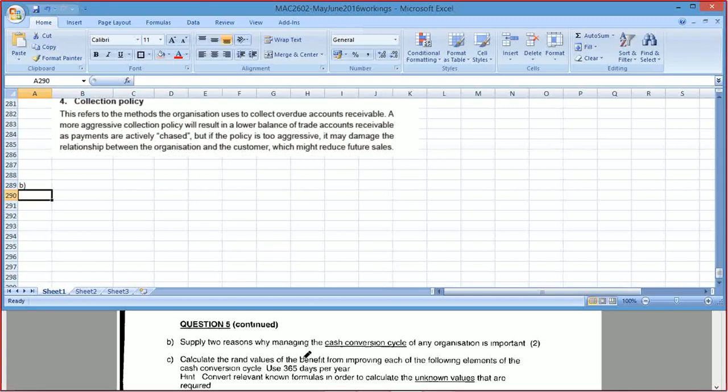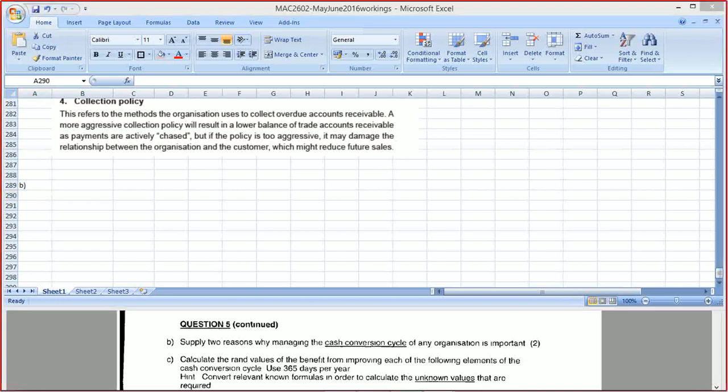Okay, B. Supply 2 reasons why managing the cash conversion cycle of any organization is important. Well, that's easy. That's obviously you're improving cash flow. Okay, inflows better than outflows. Okay, let's just get the right theory from the textbook just so you've got everything that they require.